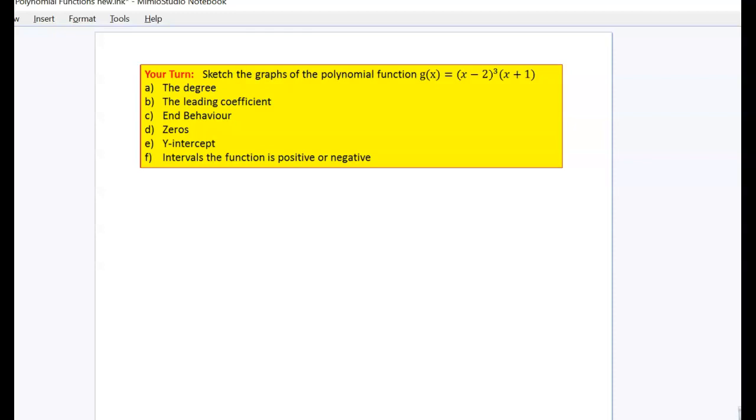Okay, hopefully you've had a chance to try this one. And again, looking at the factored form, this is a degree 1 out here. So an x times an x cubed, the degree is 4. The leading coefficient is 1. So we know that it starts in 2, ends in 1. The zeros, first 0 is x equals 2 with a multiplicity of 3. X equals negative 1 with a multiplicity of 1. To figure out the y-intercept, all you really have to do is cube the negative 2 and times it by 1. The y-intercept is going to end up being negative 8. And for the other part, F, we'll figure out after we draw the sketch.